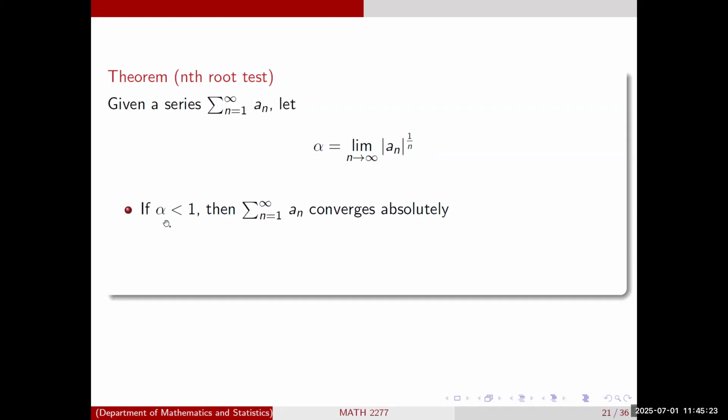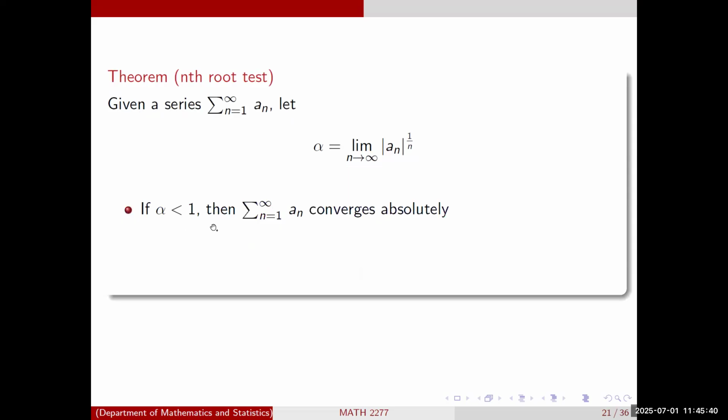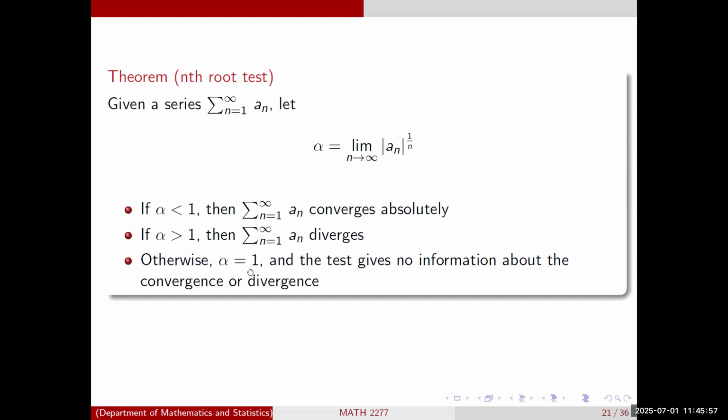However, the conditions for alpha are exactly the same as the conditions for L. So if L was less than 1, the series converges. If alpha is less than 1, the series converges. If L was bigger than 1, then the series diverges. If alpha is bigger than 1, the series diverges. And remember, when L was equal to 1, it didn't tell us anything. So if alpha is equal to 1, this test gives no information about its convergence or divergence.